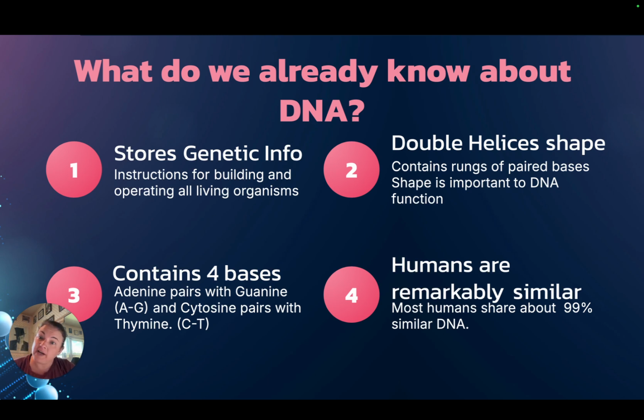So we already know that DNA stores our genetic info. That includes the instructions for building and operating all living organisms. We know that DNA has a double helix shape, which is going to be important in our processes today. It's also important to DNA function. DNA contains 4 different bases. We're going to need to remember these later on. We have adenine that pairs with guanine, and cytosine that pairs with thymine.